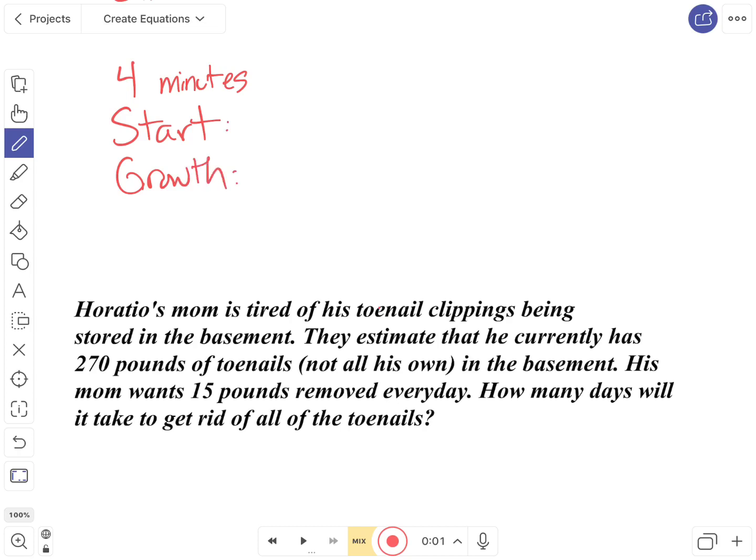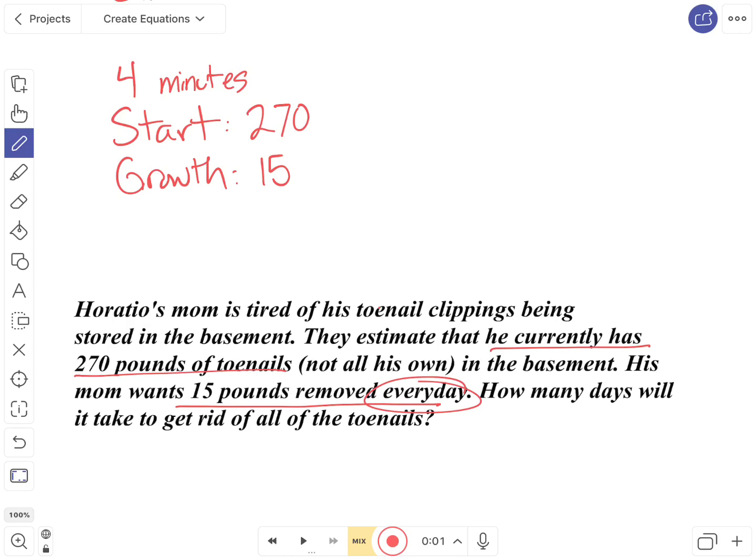Okay, so hopefully you realize that he currently has 270 pounds of toenails. That would be our starting number. And then his mom says he's got to remove 15 pounds every day. Okay, so we're removing 15. Now, because we're taking it away, we'll talk about that.